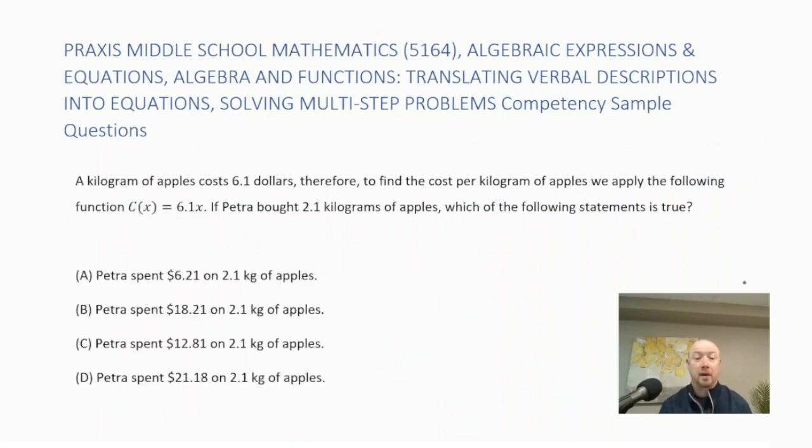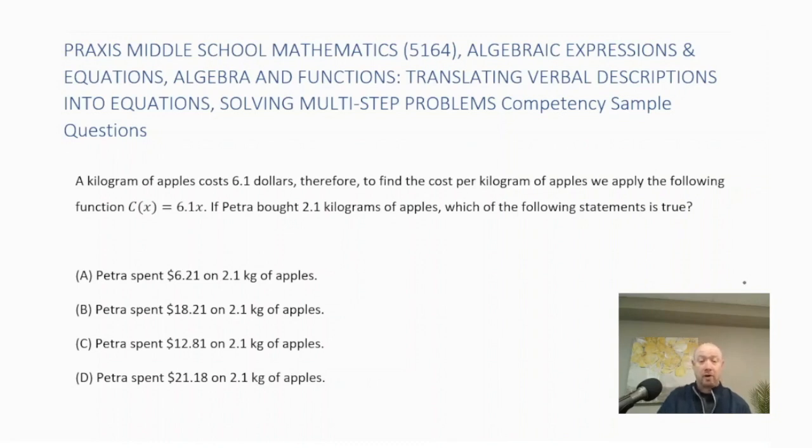A kilogram of apples costs $6.1. Therefore, to find the cost per kilogram of apples, we apply the following function: C of x is equal to 6.1x. If Petra bought 2.1 kilograms of apples, which of the following statements is true?